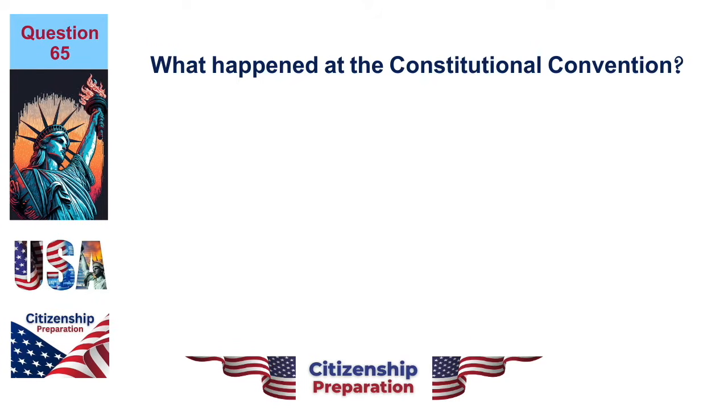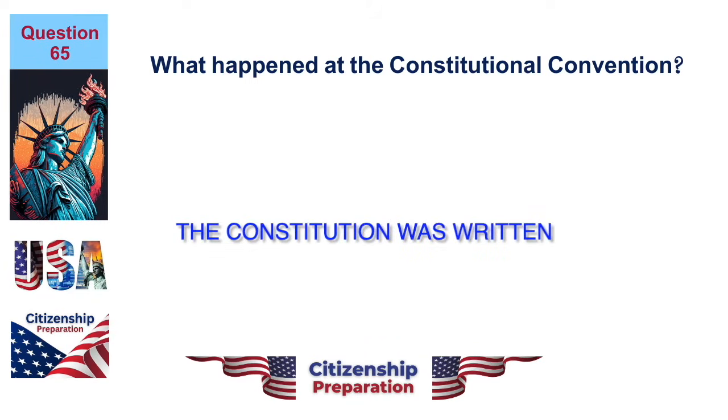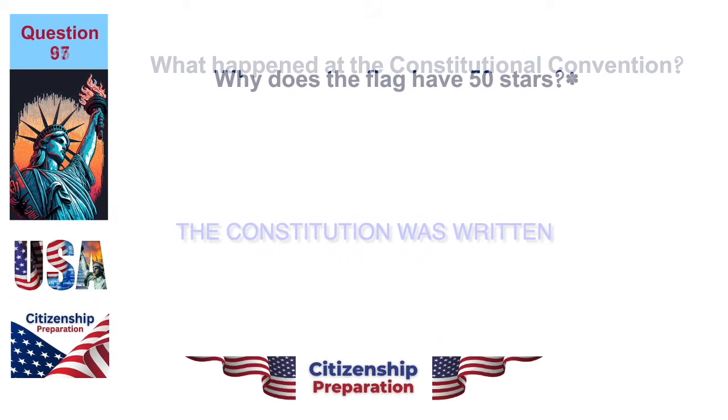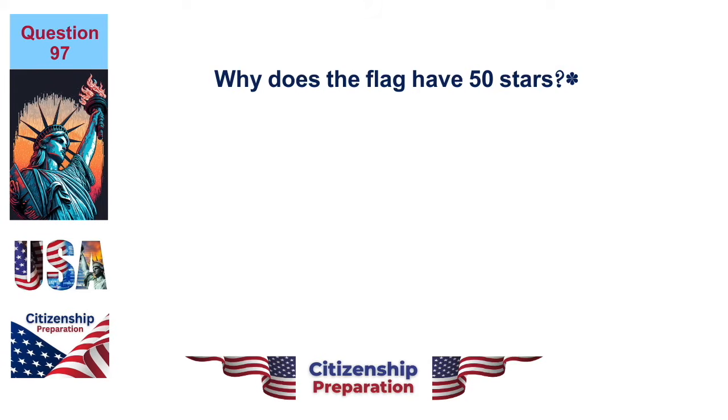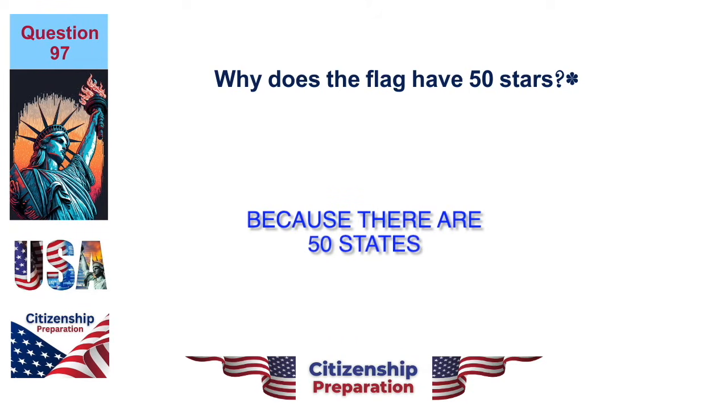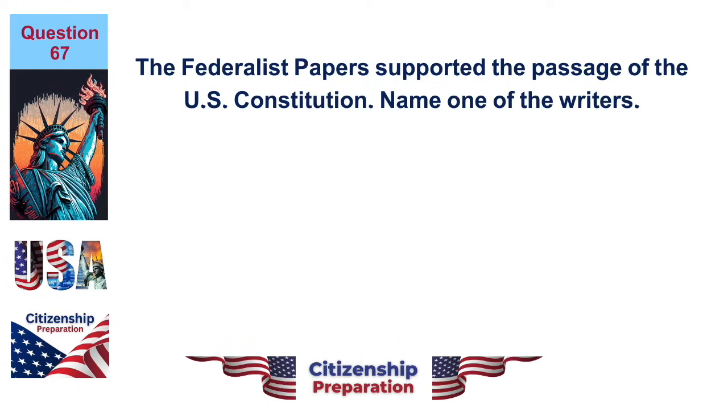What happened at the Constitutional Convention? The Constitution was written. Why does the flag have 50 stars? Because there are 50 states. The Federalist Papers supported the passage of the U.S. Constitution. Name one of the writers. James Madison.